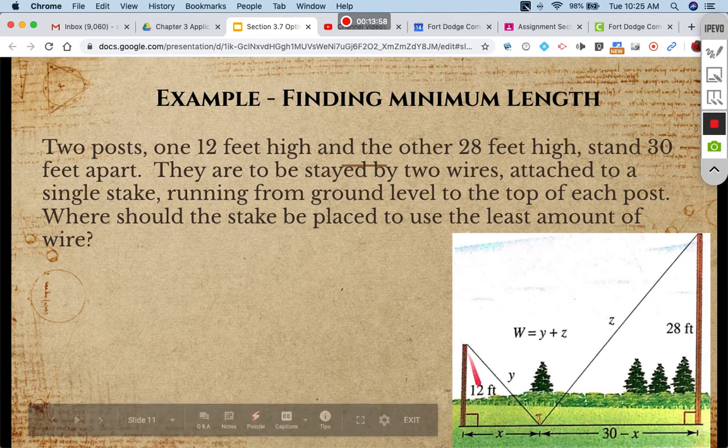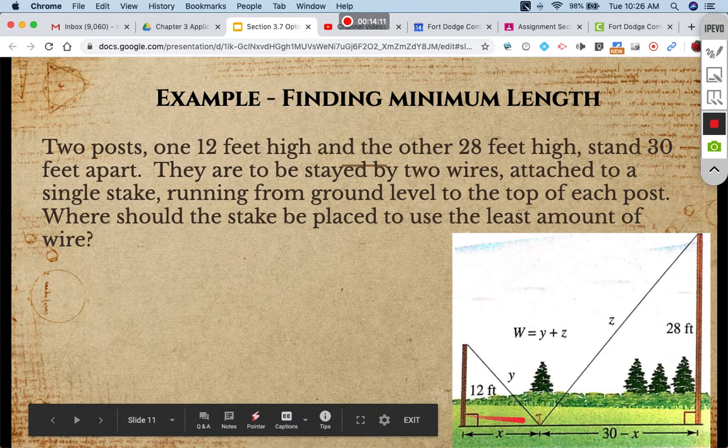So we've broken this out. We're determining x to be how many feet we are from the post or the stake. Then if the whole thing's 30, this other distance is 30 minus x. So give this one a try. See what you can do with this. We want the least amount of wire.